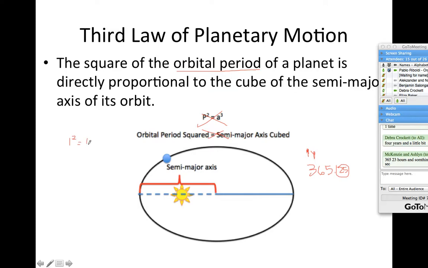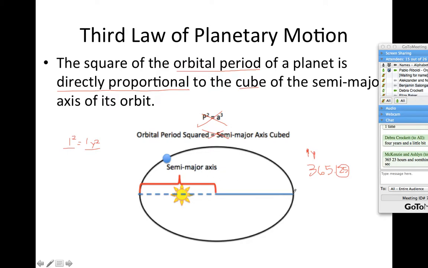1 year squared, okay? And that is proportional. So when we have a proportion, we have a fraction, all right? And it says that this law, the square of the period is proportional to the cube of the semi-major axis of its orbit.